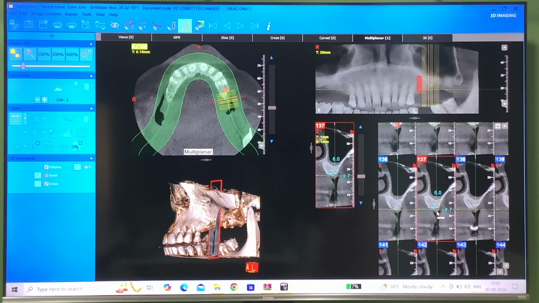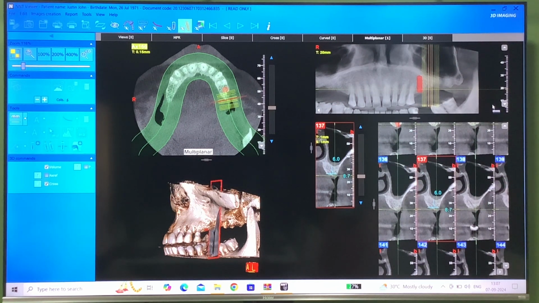So this particular site has got very limited bone height. So this particular site would require a wide diameter implant and a very short implant. This site may require a bit of sinus lift procedure and may require a bit of grafting.